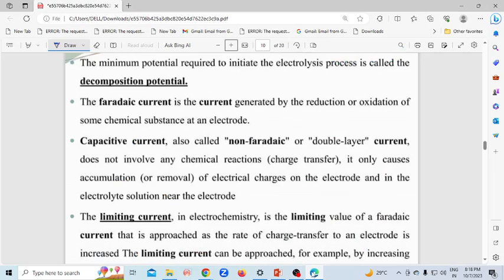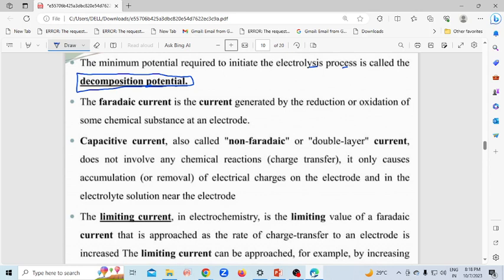Then the minimum potential required to initiate the electrolysis process is called the decomposition potential. Whatever electrolysis happens, you require some potential, and it depends on your analyte, on which ions are there in your analyte. So it is known as the decomposition potential.